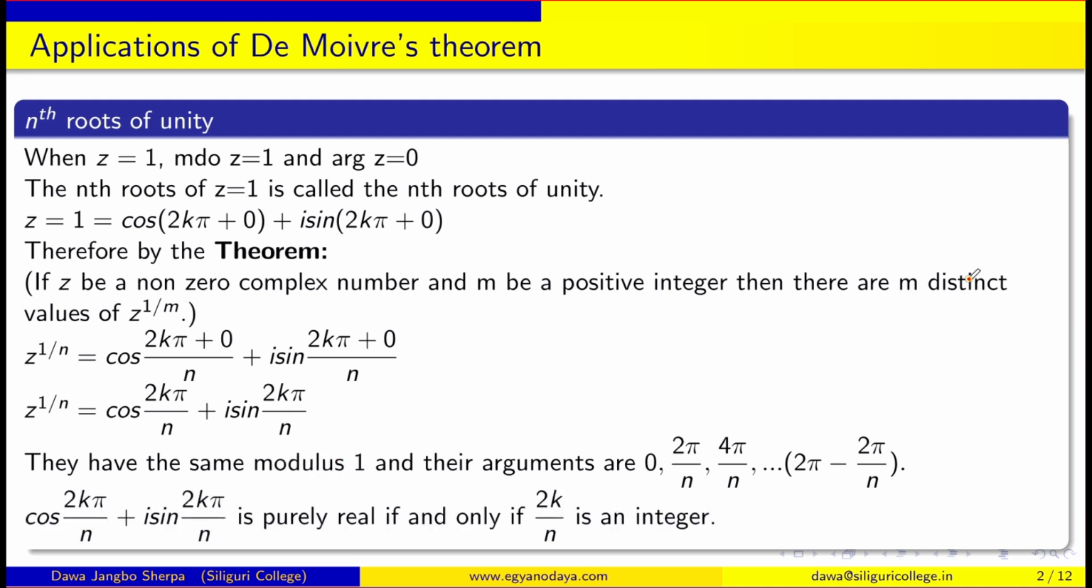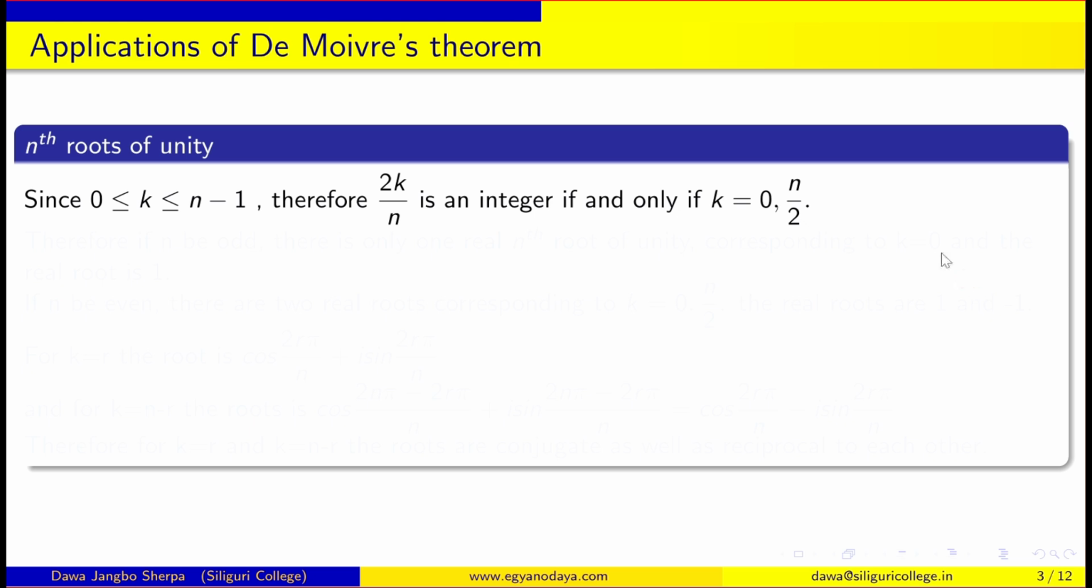Now this complex number cos (2kπ by n) plus i sin (2kπ by n) is purely real, meaning the imaginary portion is 0, only if 2k by n is an integer. In that case it will be sin of an integer multiple of π, and the sine of a multiple of π is always 0, so we are left with only the real part. Now we see what the possibilities are for this quantity to be an integer. We know that the value of k runs from 0 to n minus 1. So 2k by n is an integer only if k is equal to 0 or k is equal to n by 2. There are only two possible values of k for which the quantity 2k by n is an integer.